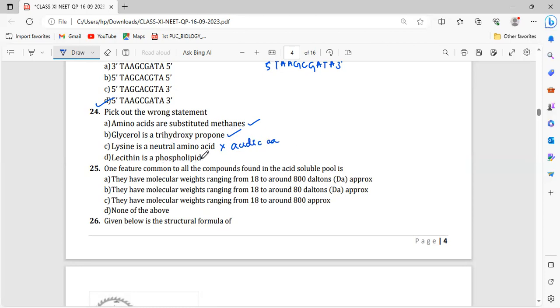Lecithin is a phospholipid. Yes, it is a lipid and it contains a phosphate group. So, it is a phospholipid. So, the answer is option C.